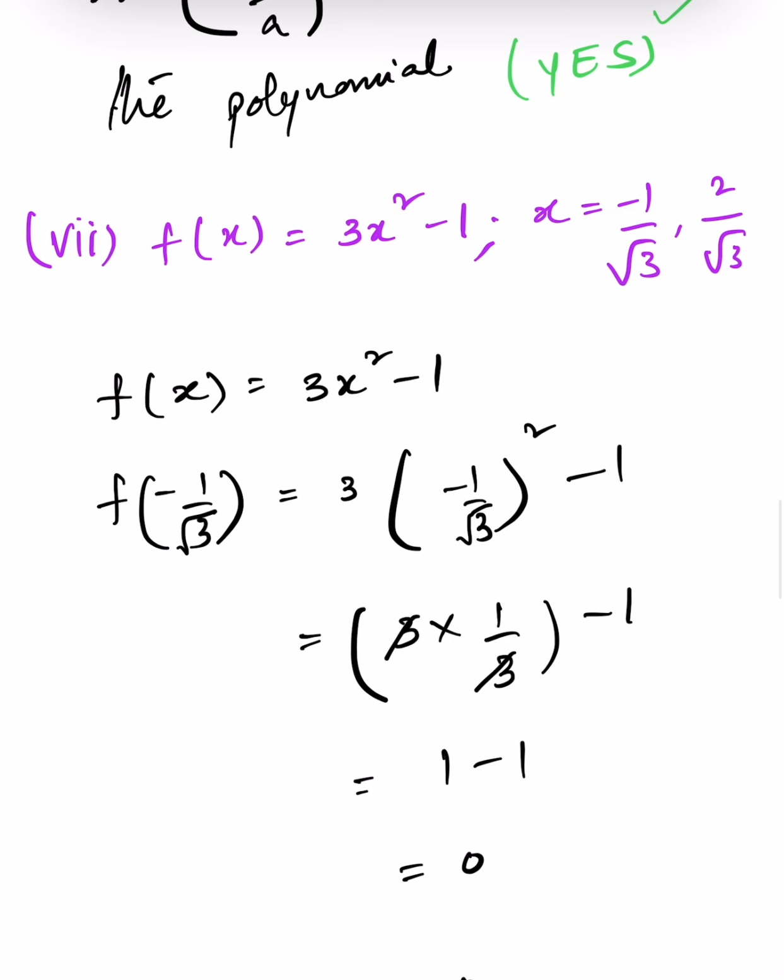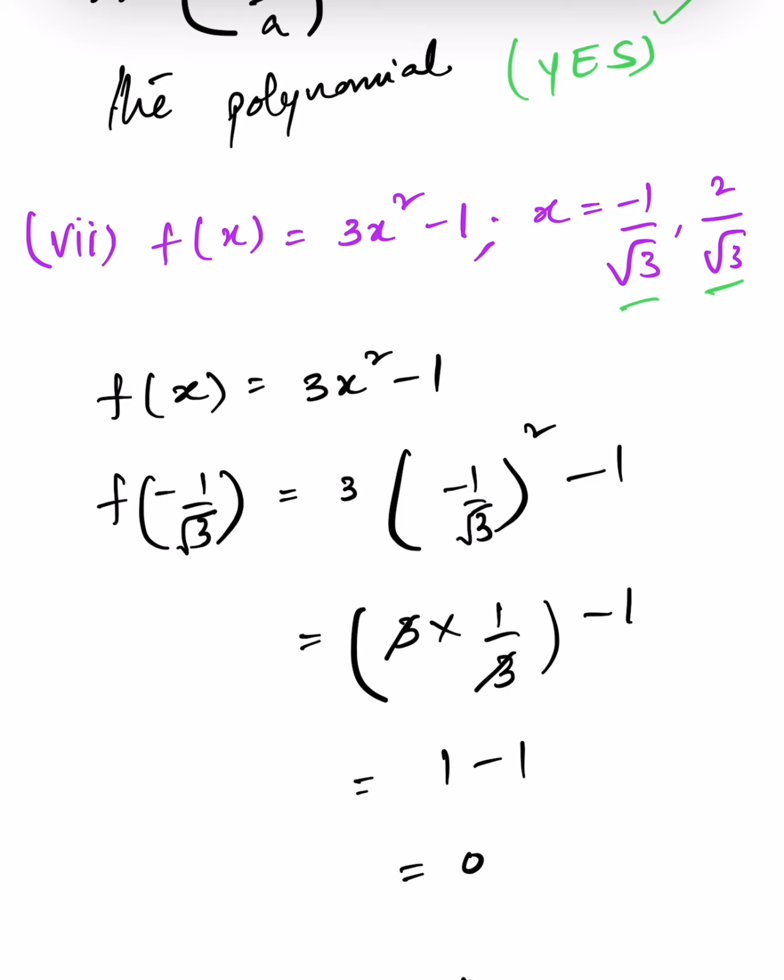Seventh bit, f of x equal to 3x square minus 1. X equal to minus 1 by root 3, x equal to 2 by root 3. Here two values are given. So we have to find for each value what the value of f of x is. So f of x equal to 3x square minus 1.